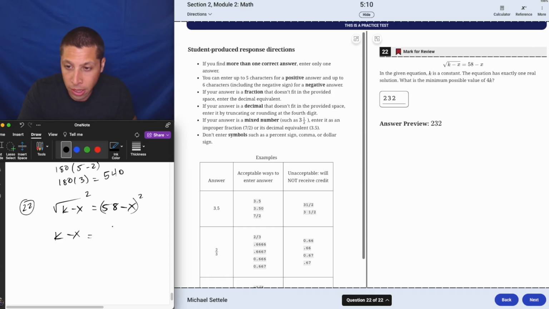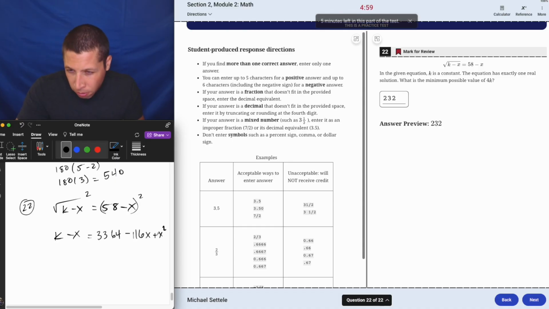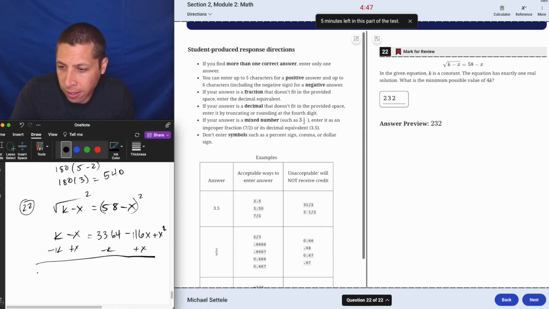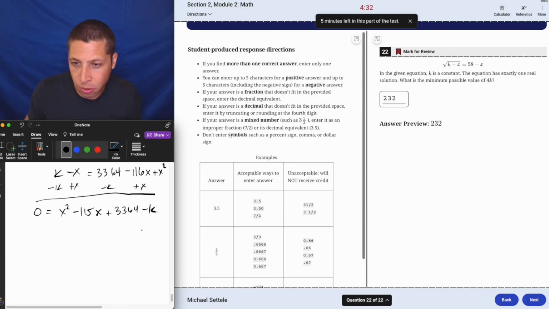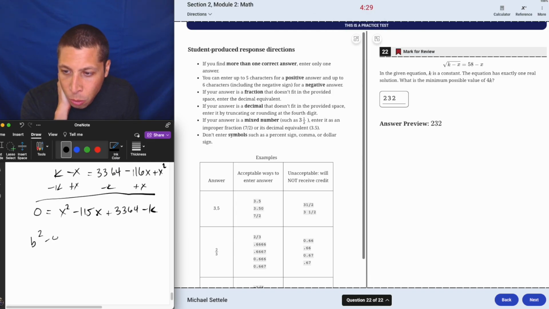So 58 squared. 58 squared is 3,364. This is minus 58 times 2 is 116, 116x plus x squared, right? 58 minus 58x minus 58. Okay, so now let's add x to both sides, subtract k, and let's start cleaning this up. 0 is equal to x squared minus 115x plus 3364 minus k.